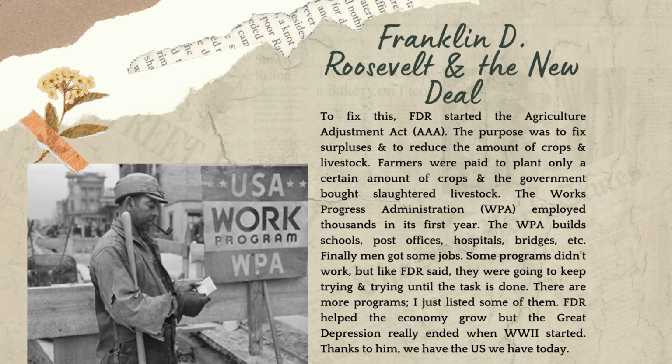The Works Progress Administration, or the WPA, employed thousands in its first year. The WPA built schools, post offices, hospitals, bridges, etc. Finally, men got some jobs. Some programs didn't work, but like FDR said, they were going to keep trying and trying until the task was done. There are more programs, I just listed some of them. FDR helped the economy grow, but the Great Depression really ended when World War II started. Thanks to him, we have the U.S. we have today.